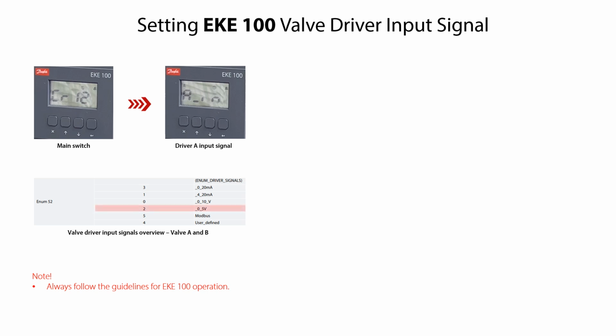Select 2 corresponding to an input signal of 0 to 5 volt. Press the Enter key to confirm the value and return to the A in mode. Press the arrow up key to return to the main switch CR12 mode.